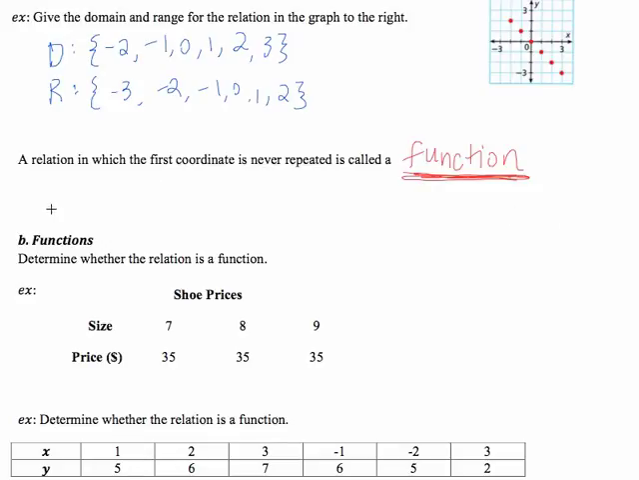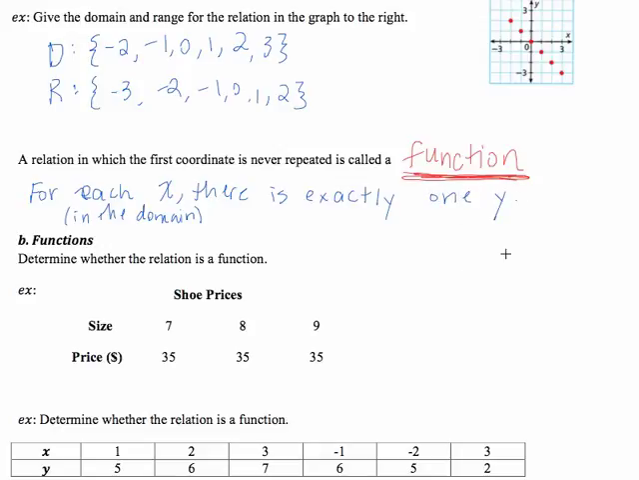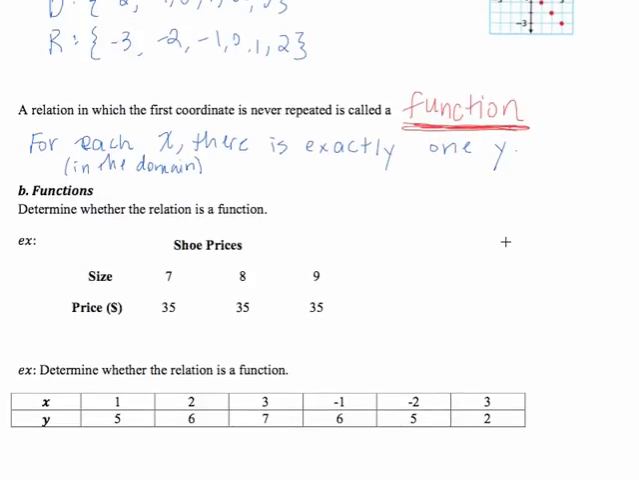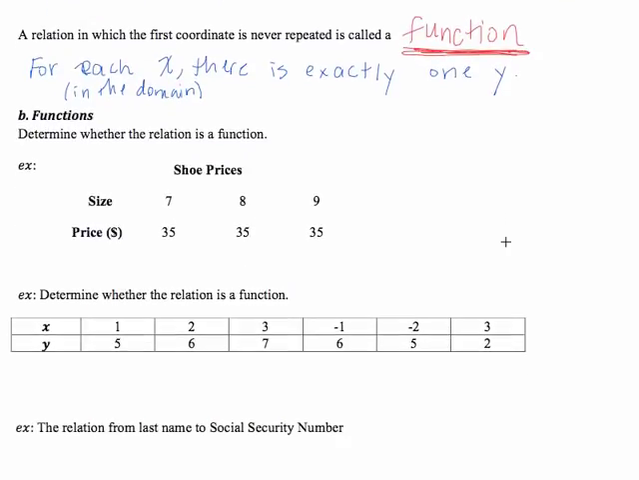Another more common way of stating it is that for each x, or for each input, and you could add in the domain, for each x in the domain, there is exactly one corresponding y value. Okay, so first we're going to look at how to determine whether or not a relation is a function. Anything can be a relation. Any way that you relate two quantities is a relation, but only certain relations are functions, not all of them.